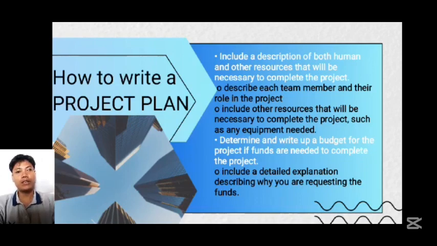The last one, the sixth, is to determine and write the budget for the project and the funds needed to complete the project. Include a detailed explanation describing why you are requesting the funds. For example, the project budget covers human resources, software, and equipment, infrastructure also, and the training and support and miscellaneous expenses.